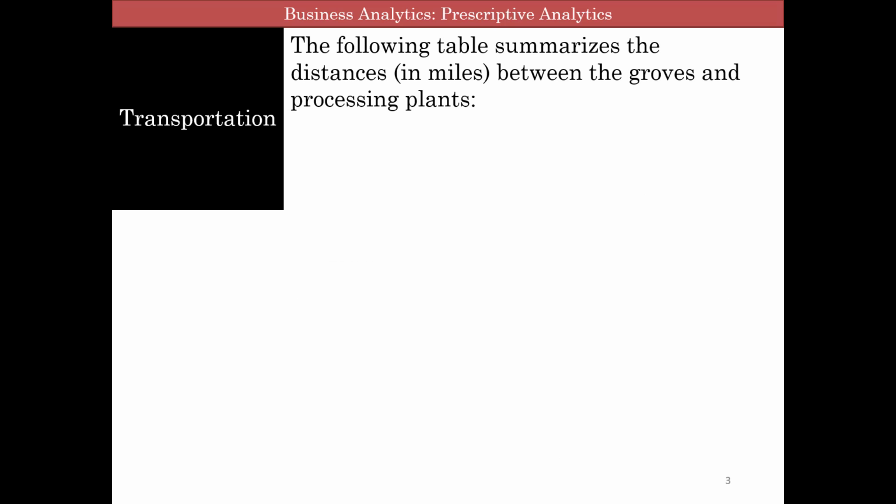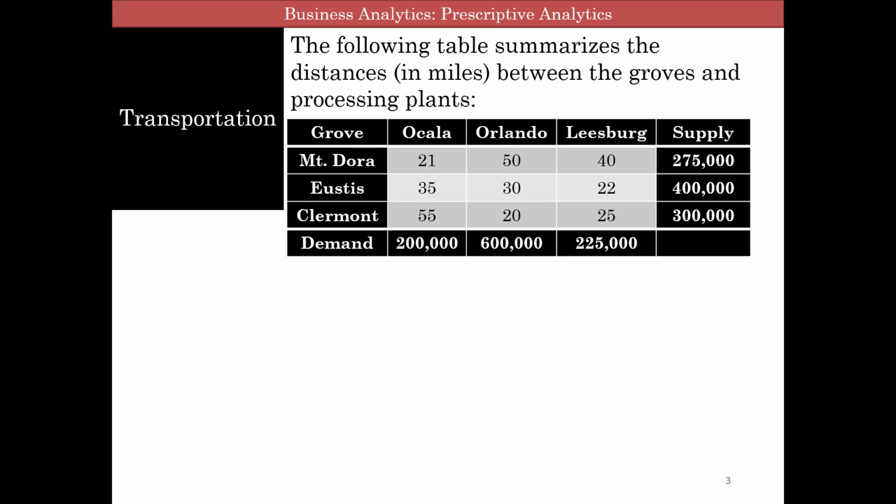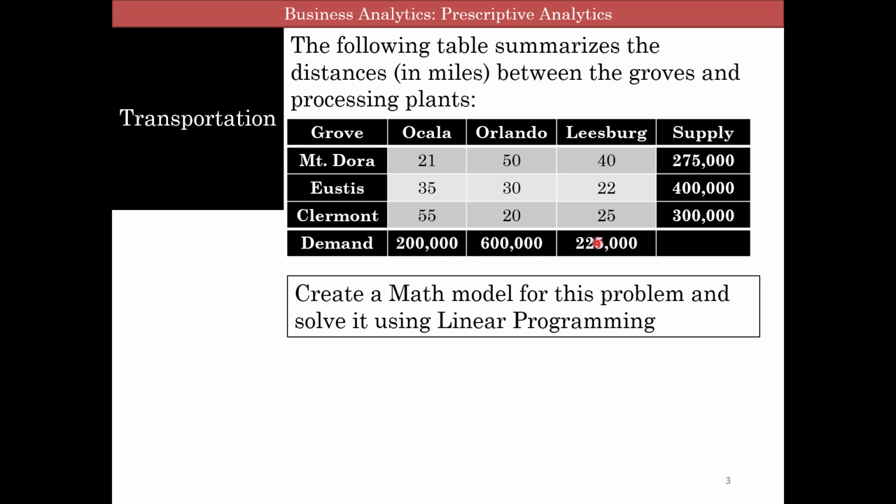So let's look at this table, and this is essentially what we have. Mount Dora to Ocala is 21 miles. Orlando to Mount Dora is 50 miles. Leesburg to Mount Dora is 40 miles, and so on. And here we have the number of bushels: this is the supply, and here's the demand. So we're going to model this problem.